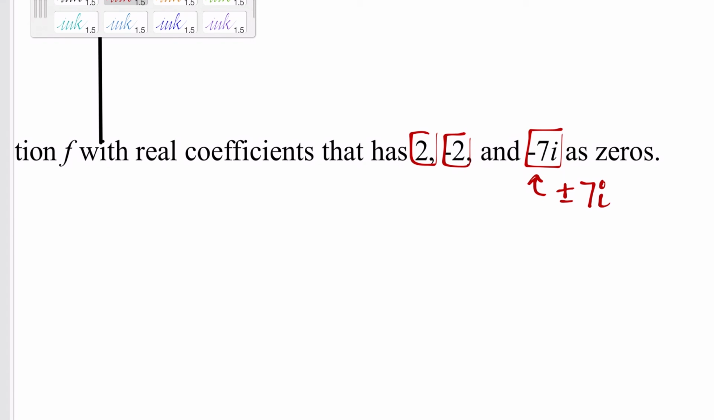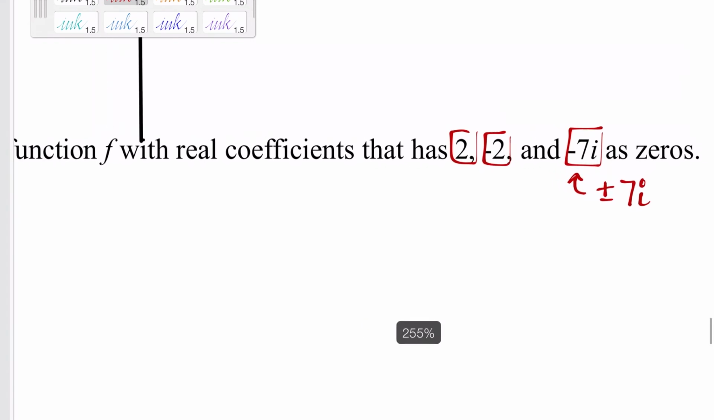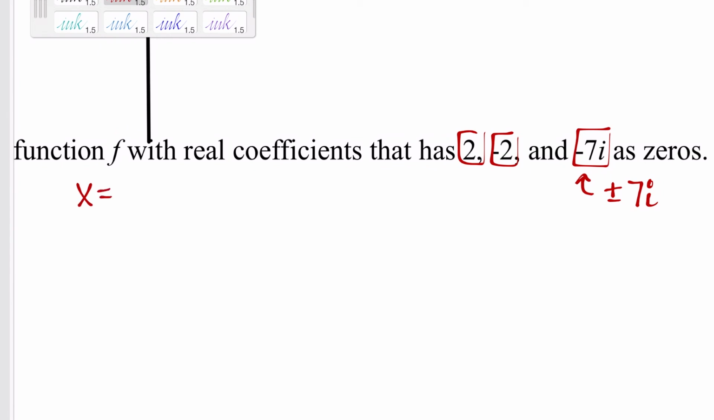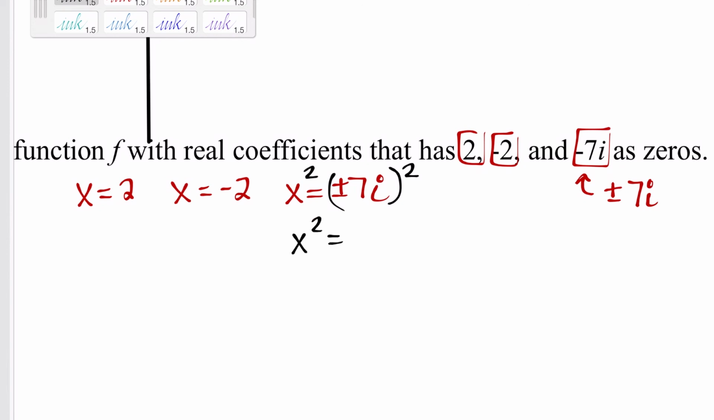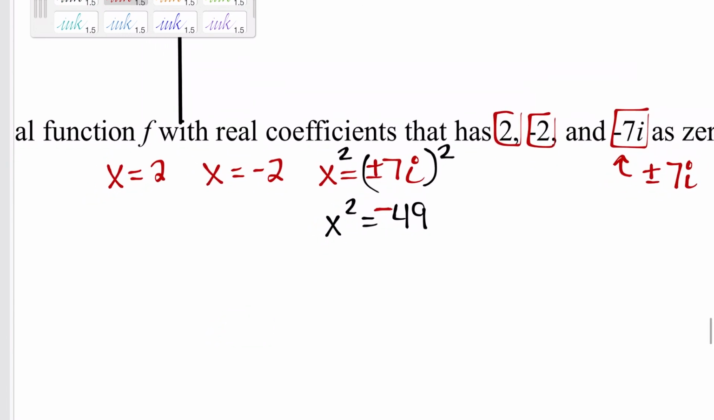And so when I am given my solutions, I know that typically, whenever I'm solving, I have x is equal to. So I have x is equal to -2, x is equal to +2, and x is equal to plus minus 7i. In order to have gotten that plus minus, I had to have taken the square root. So in order to undo it, I'm going to square both sides. So I'm going to have x squared is equal to 7 squared, which is 49, and i squared is -1. So -49. And in order for these to have been solutions, they had to have been set equal to 0. So I'm going to do that for all of those.